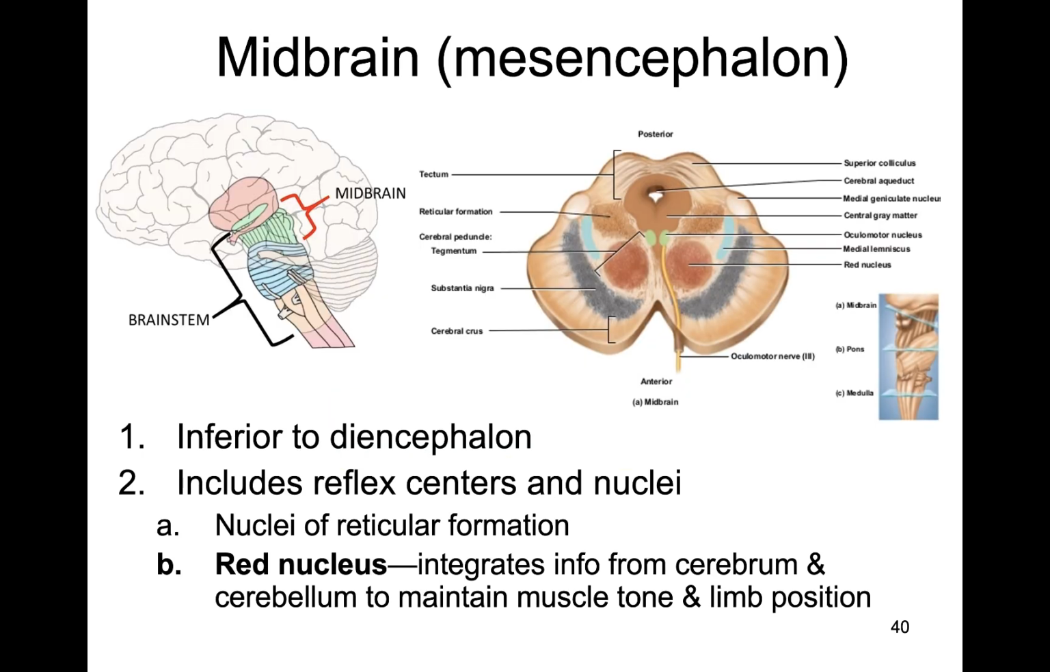Okay, so I mentioned the midbrain, or mesencephalon, in the beginning. Mesencephalon means middle. Cephalon is referring to the head or brain, so it's the middle of the brain. It's below the diencephalon. If you were to do a cross section, you're going to see a little part that looks pinkish, not exactly red, and that's called the red nucleus. The red nucleus is going to integrate information from the cerebrum, this part right here, and the cerebellum, that's right here, to maintain muscle tone and limb position.